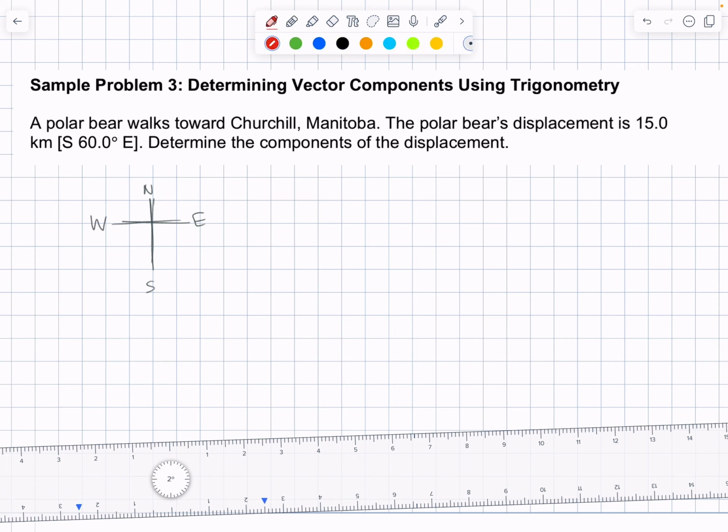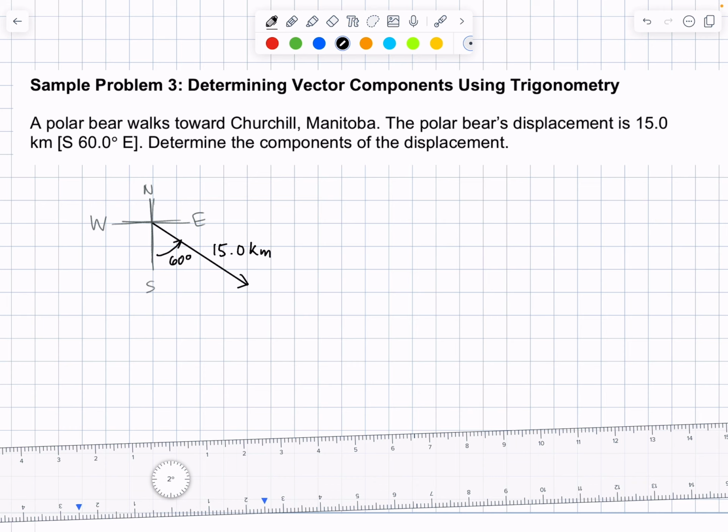And I need to draw this vector such that it is 60 degrees east of the south line. So we can draw a directed line segment whose magnitude is 15.0 kilometers, 60 degrees east of south. This is our vector, but we can express this vector in terms of x and y components.